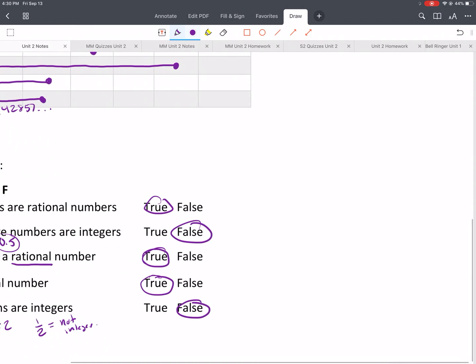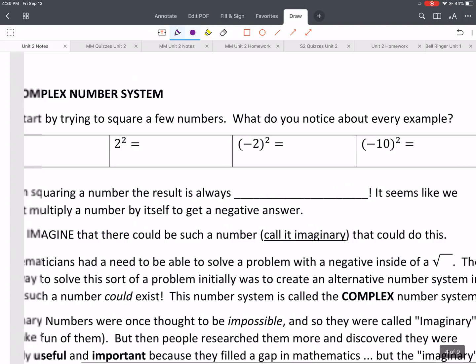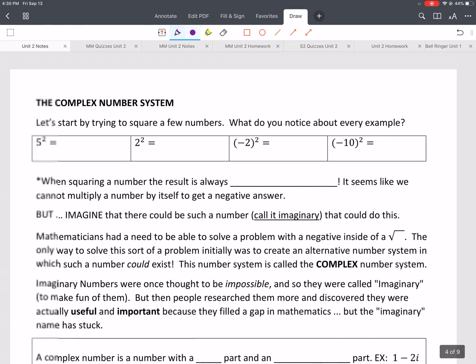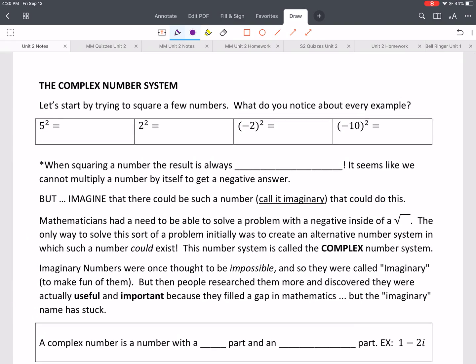All right. Next, we're going to talk about the complex number system. I'm going to try to speed this up a little bit so it doesn't go forever. Let's do some examples. 5 squared is 25. 2 squared is 4. -2 squared is 4. -10 squared is 100. It looks like no matter what you do when you square, it's always going to be positive. We kind of talked about that before.